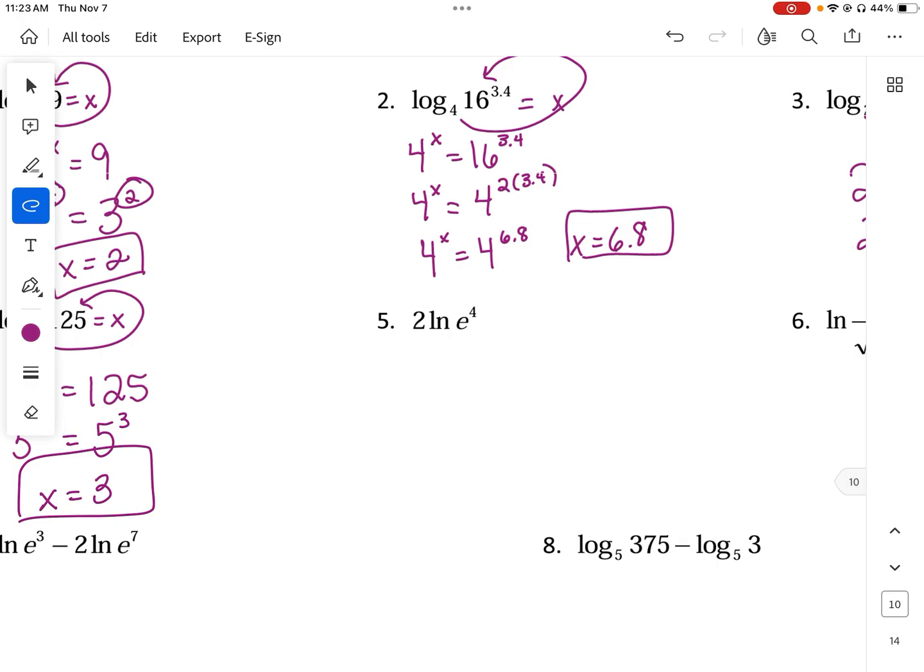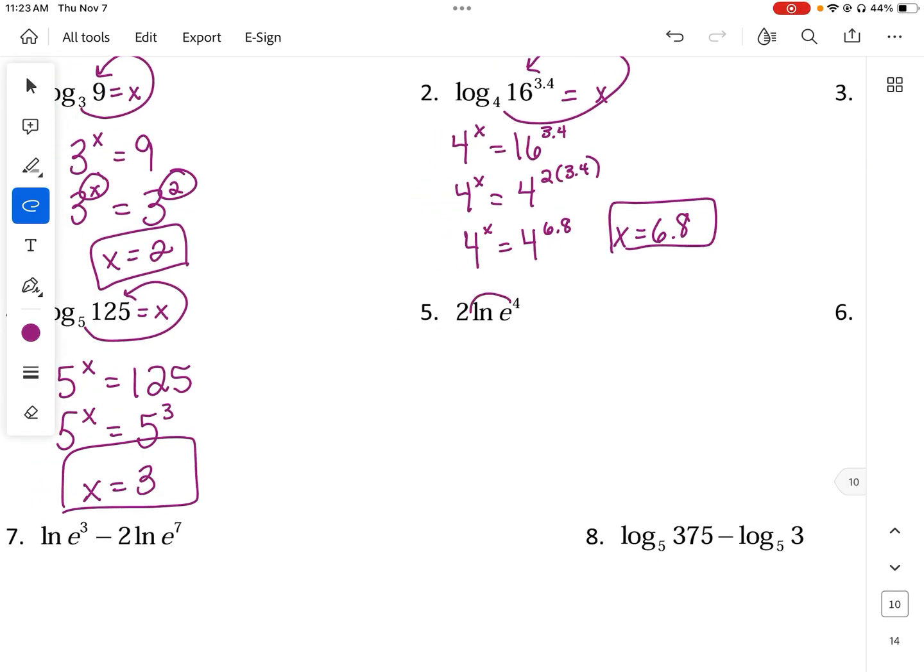Okay, the next one. We have ln of e to the power. Remember that simplifies out. Or it equals the number out front, actually. Or the number is the exponent. So this is 2 times 4. 2 times 4 is 8. So 8 is our solution there.